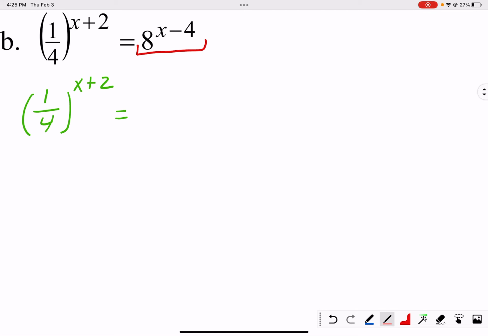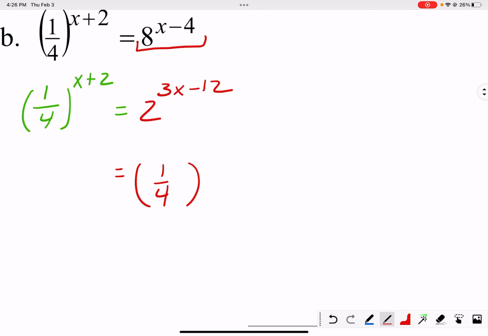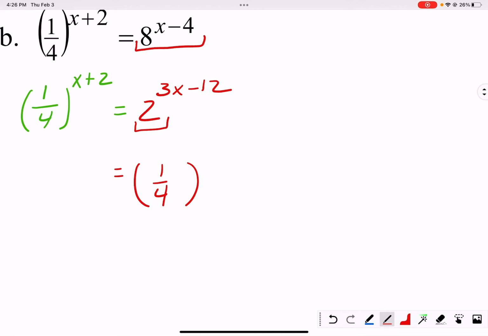However, I guess I could write the 8 in terms of a base of 2 to get started. So 8 is just 2 cubed, so 3x minus 12 to kind of start. And then 2 to the 1/4. So what do I want to do? I'm trying to get that 2 to be a base of 1/4. That's what I want to end up with. So what would that power have to be? So 1/4 raised to what gives me 2? Is that negative half?